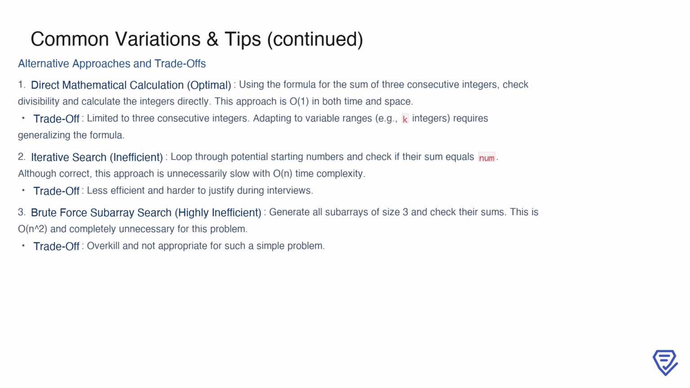Another approach is iterative search, where you loop through potential starting numbers and check if their sum equals the input number. While this method works, it's significantly slower with linear time complexity and is harder to justify in an interview scenario. The least efficient approach is brute force, where you generate all possible subarrays of size 3 and check their sums. This has quadratic time complexity and is completely unnecessary for this problem. Understanding these approaches and their trade-offs can help you choose the most appropriate solution based on the problem constraints and context.